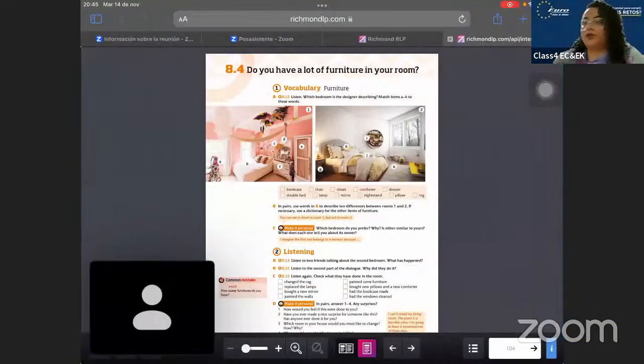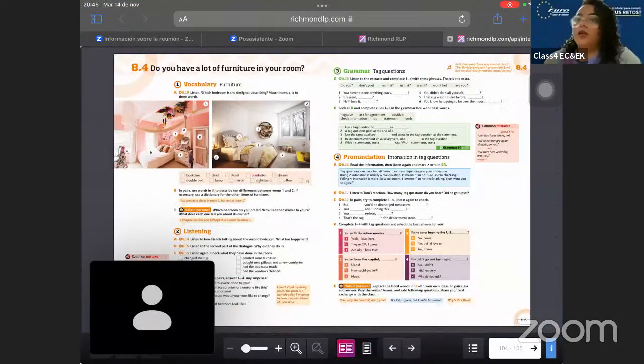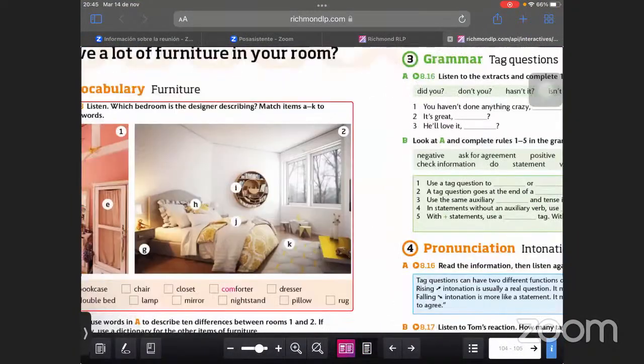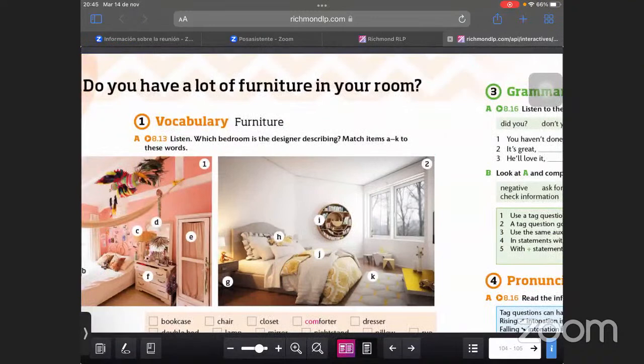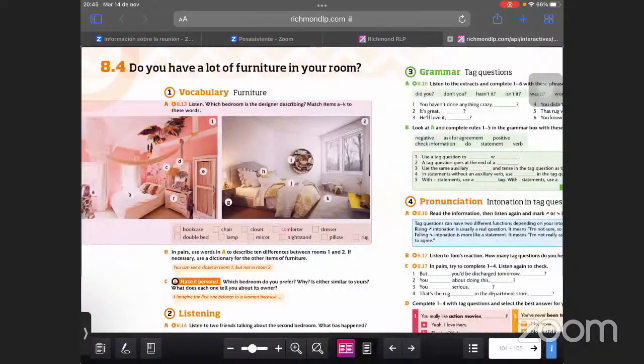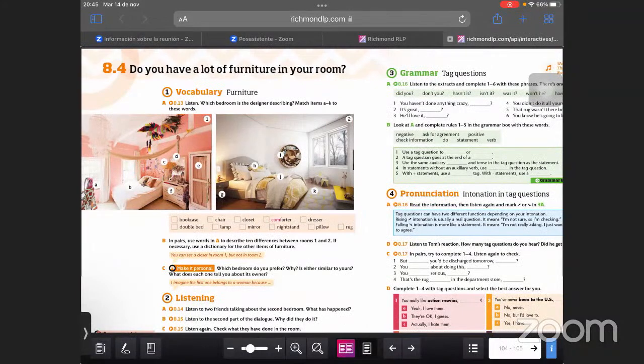Here we go. It says, do you have a lot of furniture in your room? Yes, no? You have a lot of furniture in your room? In my case, no. What about you? No, teacher, I don't. I just have my bed and my closet.